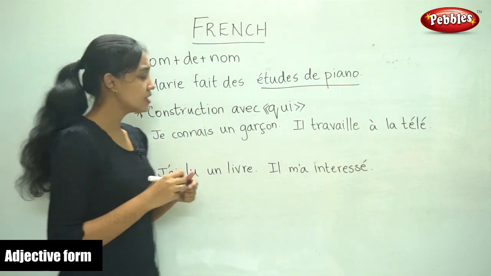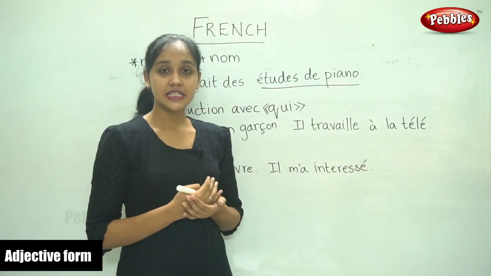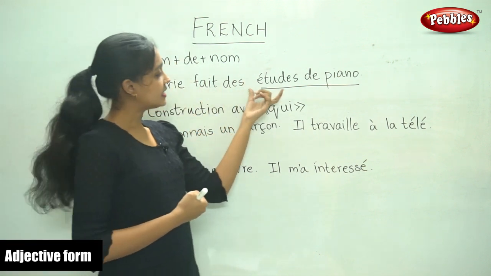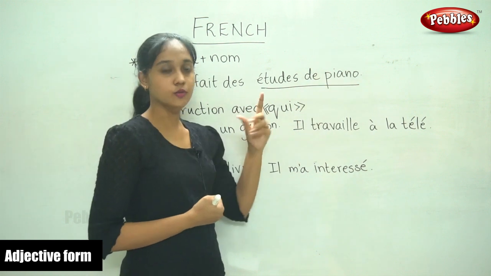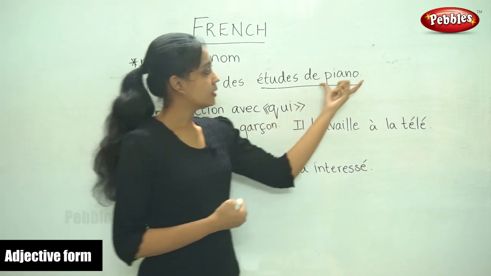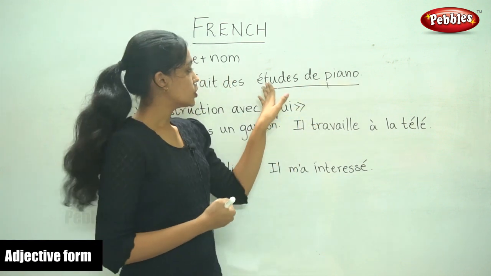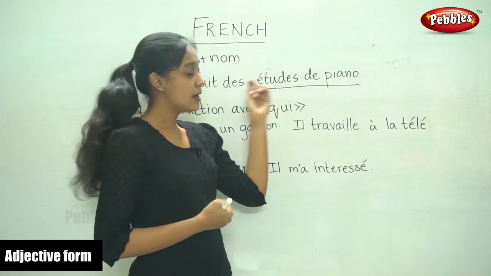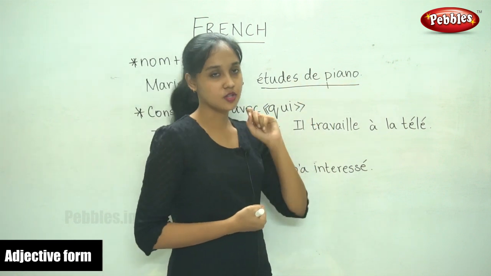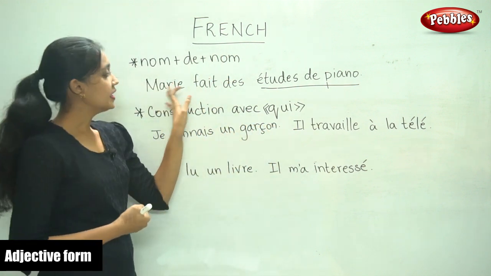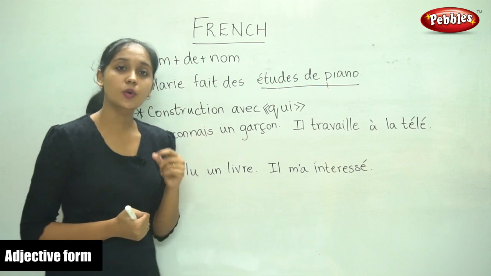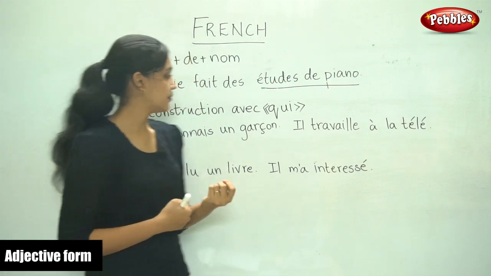So first of all, what is an adjective? It is a describing word. So Marie fait des études de piano. So this étude is a noun. Piano is also a noun. So étude, noun, plus de plus piano, which is also a noun. Marie fait des études de piano. So this is another way we can write an adjective.